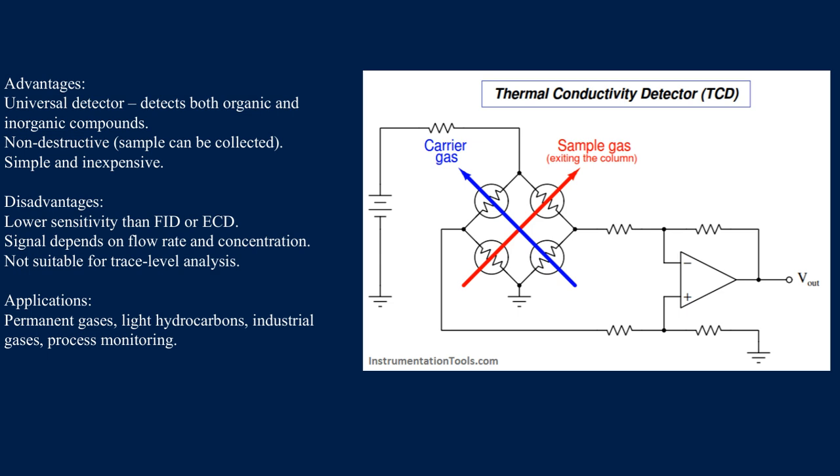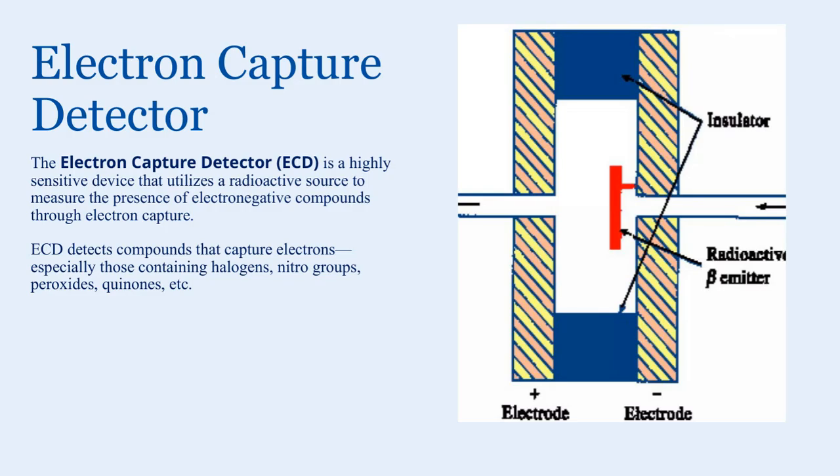The electron capture detector, or ECD, is a highly sensitive device used in analytical chemistry. It works by utilizing a radioactive source to detect specific compounds. The key idea here is that it measures the presence of electronegative compounds, those that have a tendency to capture electrons. In practical terms, this means the ECD is especially good at detecting substances containing elements like halogens, chlorine, bromine, iodine, plus groups such as nitro groups, peroxides, and quinones. These compounds are particularly electronegative, making them prime candidates for detection by this method.